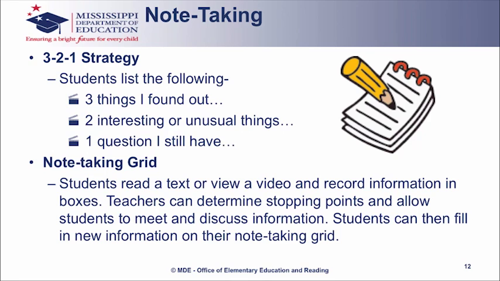The 3-2-1 strategy. With this strategy, students list the following: 3 things they found out, 2 interesting or unusual things, and then 1 question they still have. With the note-taking grid, students read a text or view a video and record information in boxes. Teachers can determine stopping points and allow students to meet and discuss information. Students can then fill in new information on their note-taking grid.